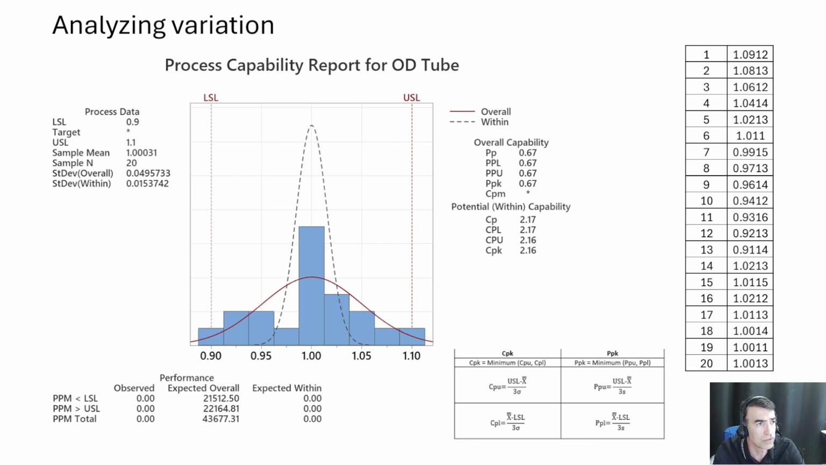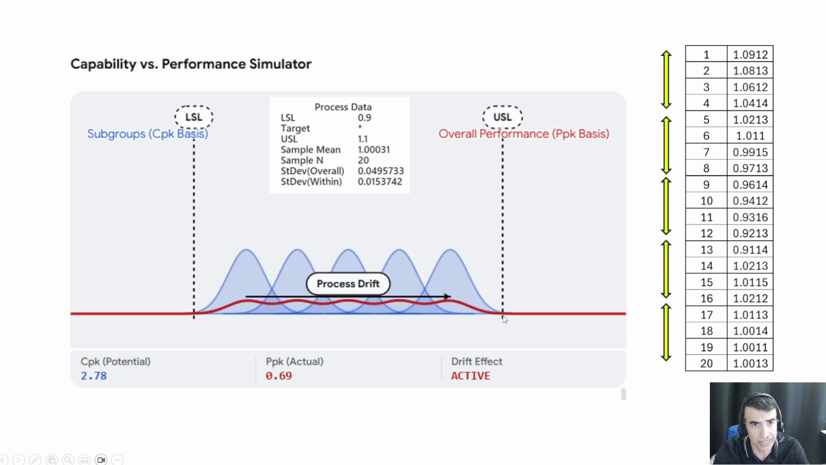The difference between these two defines the difference between the Cpk and Ppk. You can see that the Cpk is pretty high here, but the Ppk is very low. So we're going to explain that in the next slide. When you import the data into Minitab, it divides the data into subgroups. For this case, it divides it into 5 subgroups. Each subgroup is 4 measurements.